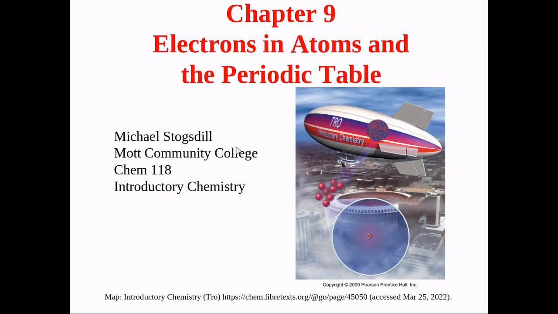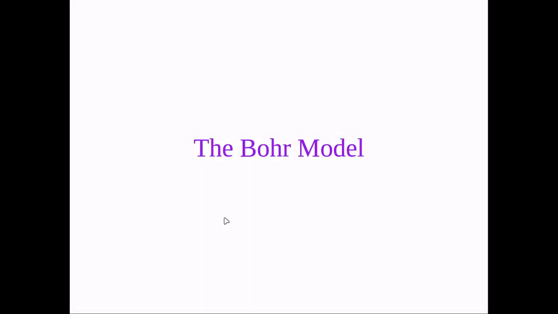Hello everybody. In this video we're going to be covering one of the sections from chapter 9, Electrons and Atoms and the Periodic Table. In this section we're going to be talking about the Bohr model.